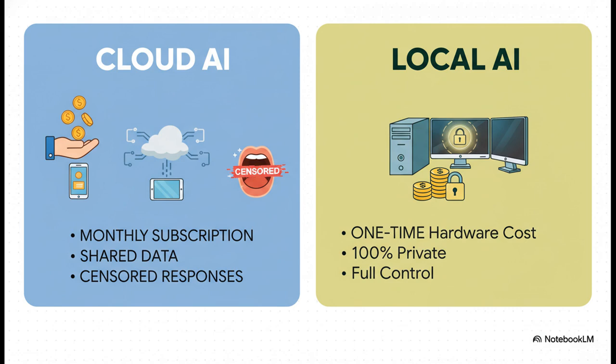On one side, you've got cloud AI. That means monthly payments forever. Your data is being used to train their models, and you get responses that are censored and filtered. On the other side, local AI. It's free to run after a one-time hardware cost, it's 100% private, and you have total control. It's the difference between renting a tool and owning the entire workshop.